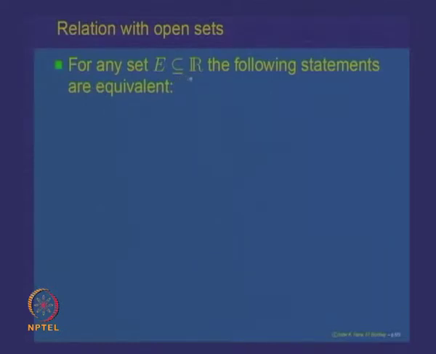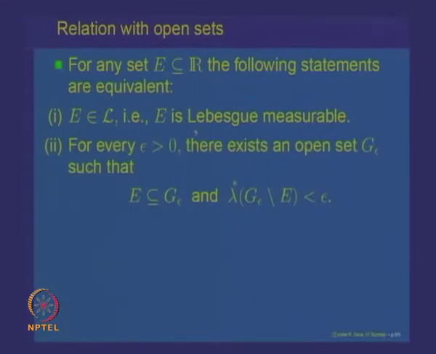Namely, if E is any subset of the real line, then the following statements are equivalent. First, a set E is Lebesgue measurable. This is equivalent to saying that for every epsilon bigger than 0, there exists an open set G_epsilon such that E is a subset of G_epsilon. That means that open set includes E, and the difference between the two sets has small outer measure. So, that means there is a little difference between a Lebesgue measurable set and an open set which covers it.